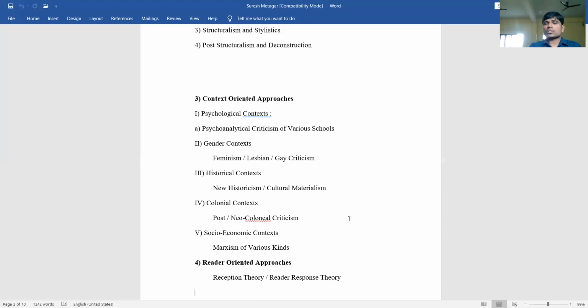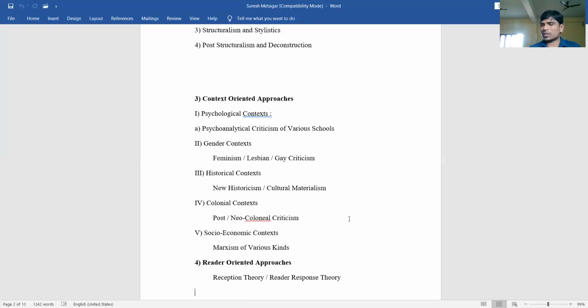Cultural materialism is also the same thing. He called it cultural materialism, as Marx called it materialism. In cultural materialism, he analyzes culture. He gives more importance to culture. Culture is defined in various ways, and the so-called higher class culture is always considered as culture, and lower class culture is considered as unculture. So such kind of things are analyzed from the text in these criticisms.